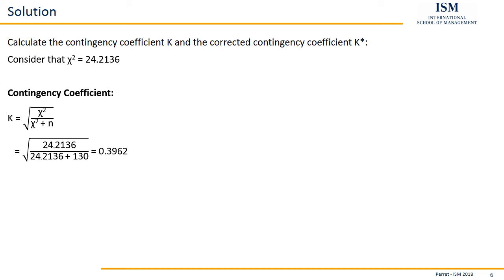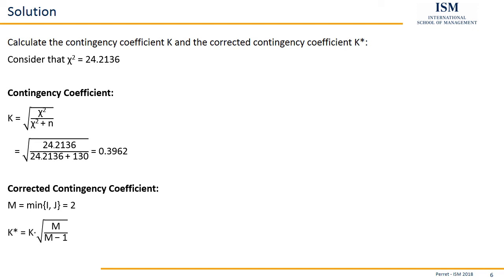For this, we still have to consider the second problem I mentioned above. So we still need to control for the size of the contingency table. This we do when we correct our contingency coefficient, so we calculate the corrected version, K star. For this, we first need a helper parameter m, which is basically the minimum of the number of columns and the number of rows. Here we have as a minimum number the 2.